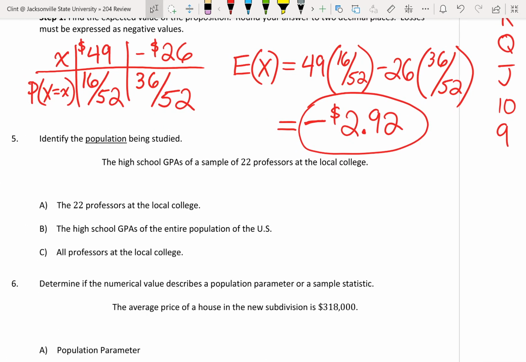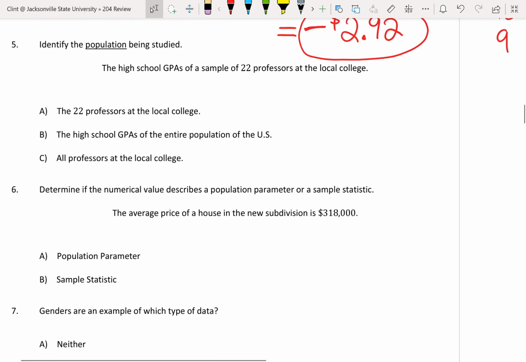Number 5. We just got some of our vocabulary here. It says identify the population. And we're given the high school GPAs of a sample of 22 professors at the local college. So what would our population be for that data? Yep, yeah, all the professors at the local college. So the 22 that it's talking about is our sample.